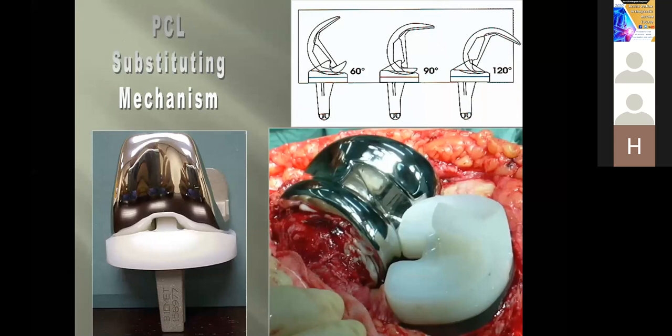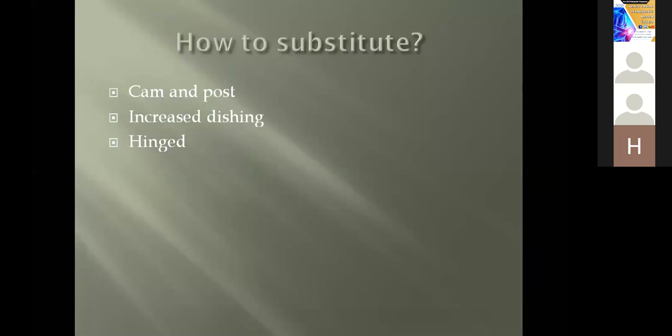This is the PCL substituting design with the cam and post mechanism, whereas this is the post introduced in the cam of the femoral component. And as I said before, if this post is longer, you have the high flexion knee designs. But I would like to emphasize again and again that the most important point and indicator for post-operative range of motion is the pre-operative range of motion of the patient. How to substitute the PCL function? We have the cam and post, we have the increased dishing, and finally, we have the hinge.